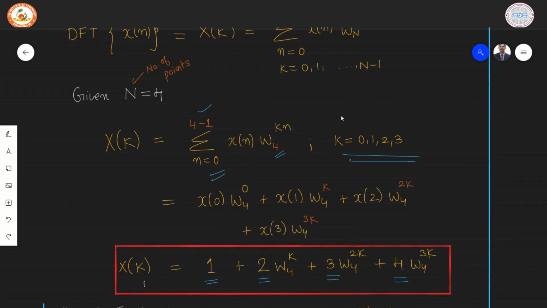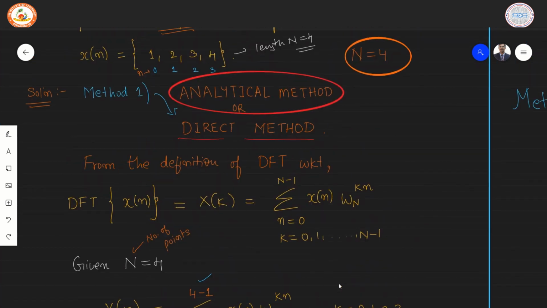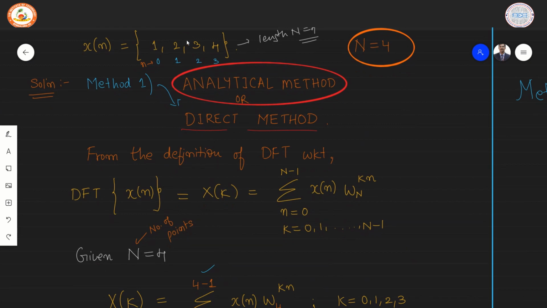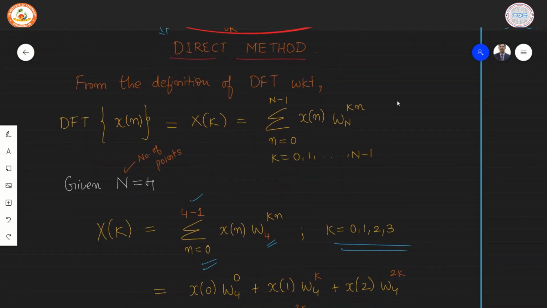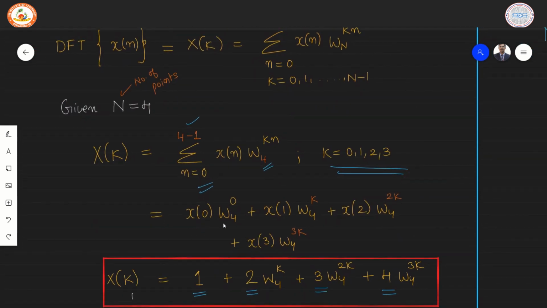Now, since we are aware that the inputs are x of 0, x of 1, x of 2 and x of 3, the corresponding values are x of 0 is 1, x of 1 is 2, x of 2 is 3 and x of 3 is 4. Let's do the substitution now. So inserting the values in place of the inputs, we get 1 plus 2 times W_4 to the power of k plus 3 times W_4 to the power of 2k plus 4 times W_4 to the power of 3k.